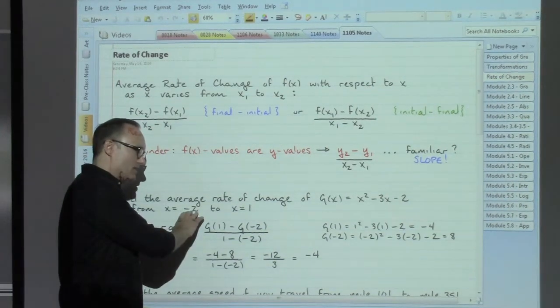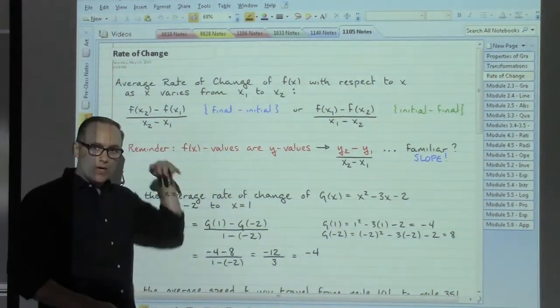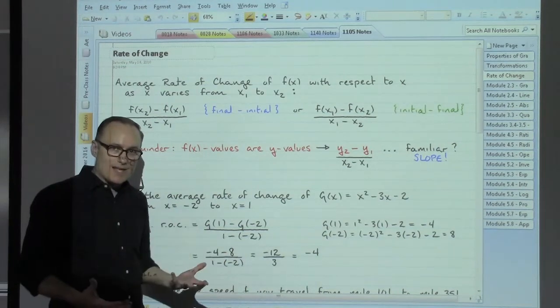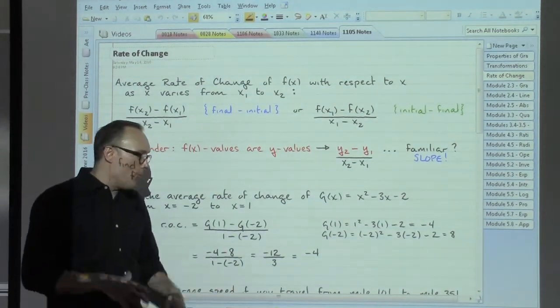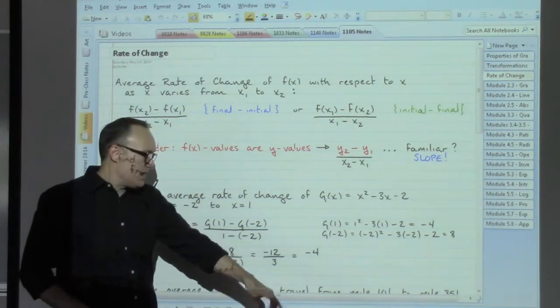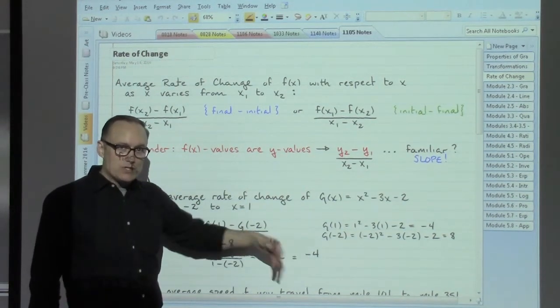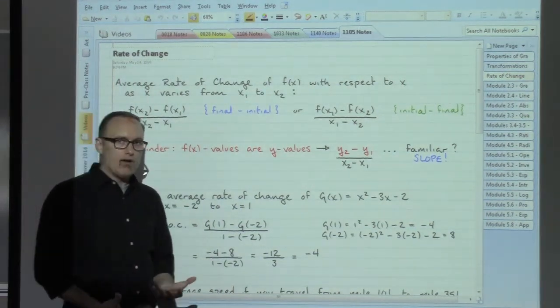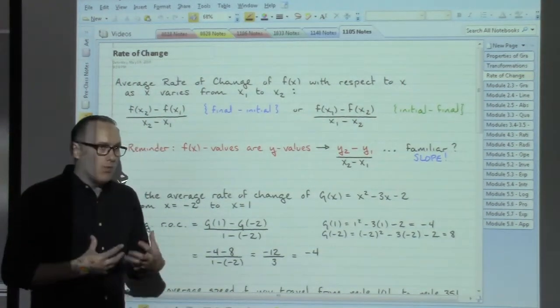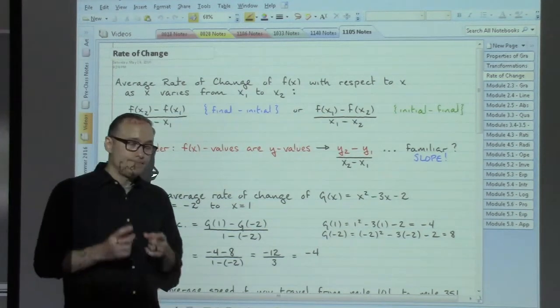starting with x equals -2, ending at x equals 1. So if we connected those two dots together, no matter what that function looks like in between those two points, we've got a line that has this particular slope connecting those dots together. It's a very, very rough approximation of what we can say about that function.